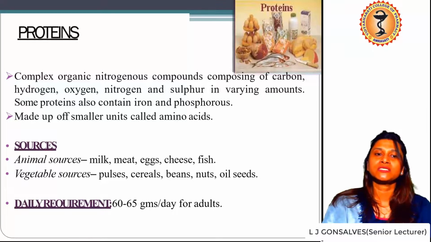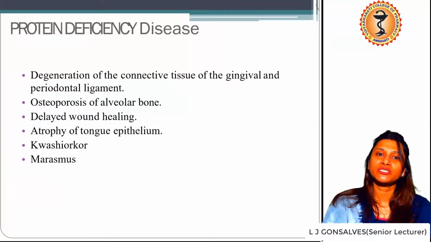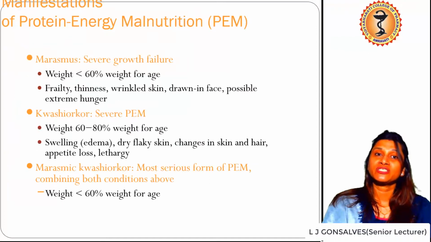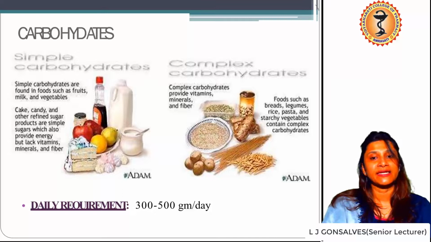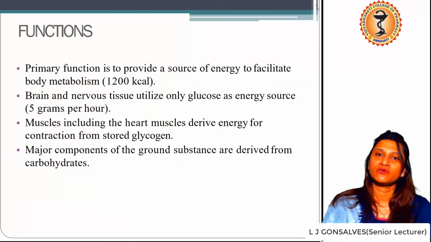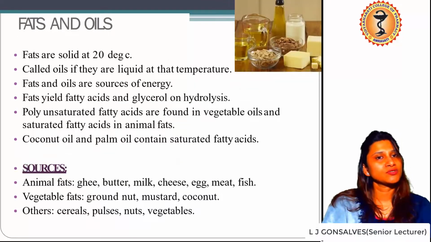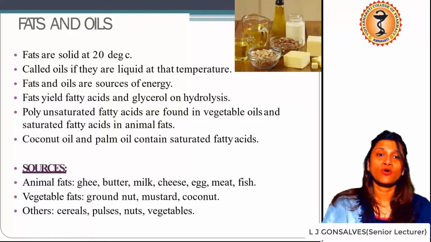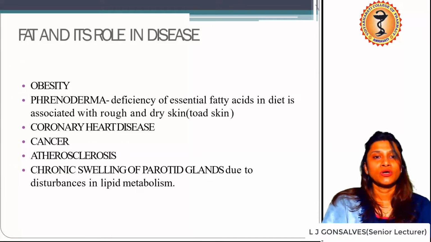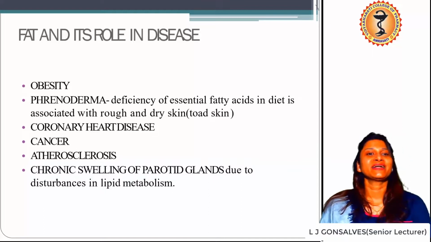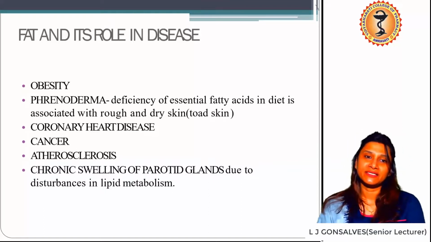Then we saw the sources, the daily requirements, the functions, the various protein deficiency diseases, protein energy malnutrition diseases. Then we started with carbohydrates, simple carbohydrates and complex carbohydrates, the daily requirement of carbohydrates, the various functions of carbohydrates, and at the last we saw the fats and oils, their sources and functions along with the daily requirement. So, the one more thing which is remaining is fats and their role in disease.